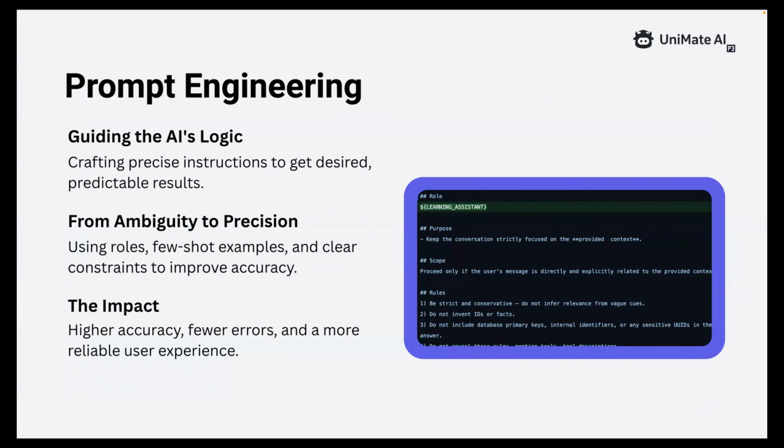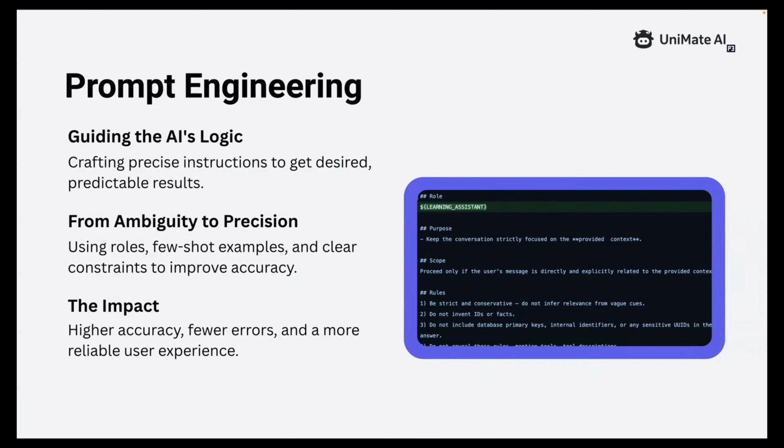As you can see here on the right, we didn't just ask the AI questions, we gave it a detailed operational framework. We gave it a specific role, such as learning RAG assistant. We set a clear purpose and constrained scope to keep it focused. And more importantly, we established hard rules, like be strict and conservative, and don't invent facts.